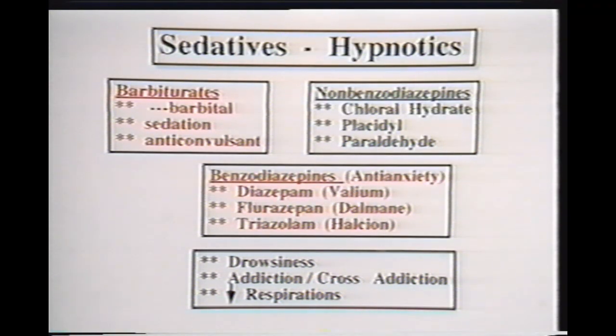The barbiturates. These are easy to recognize because they all end in the term barbital. Phenobarbital, secobarbital, amobarbital. They're all barbiturates. These are used both as sedative agents and also as anticonvulsants. These cross the placenta and are also found in breast milk, so are not appropriate to give to pregnant or lactating women.